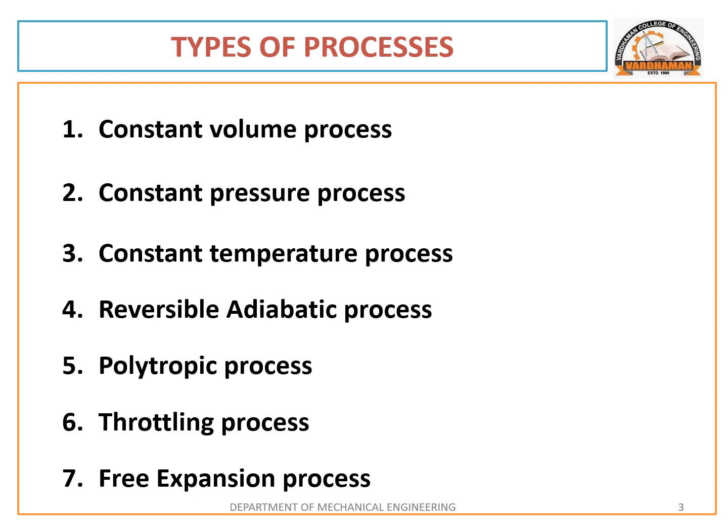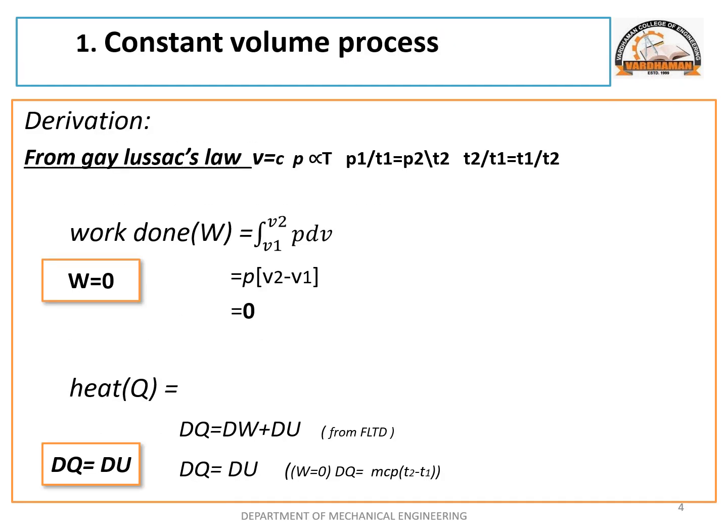Types of processes. There are seven types of processes, which are constant volume process, constant pressure process, constant temperature process, reversible adiabatic process, polytropic process, throttling process, and free expansion process.